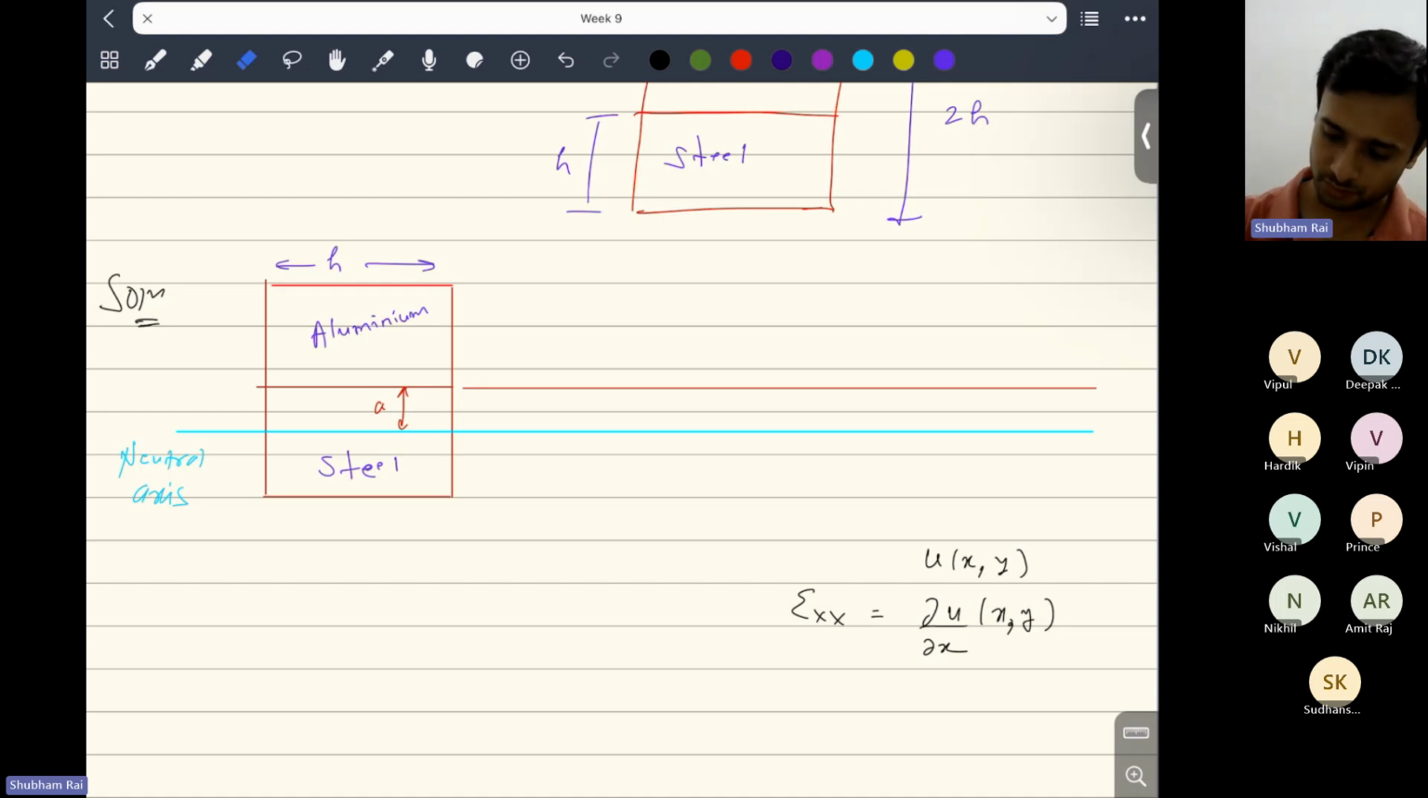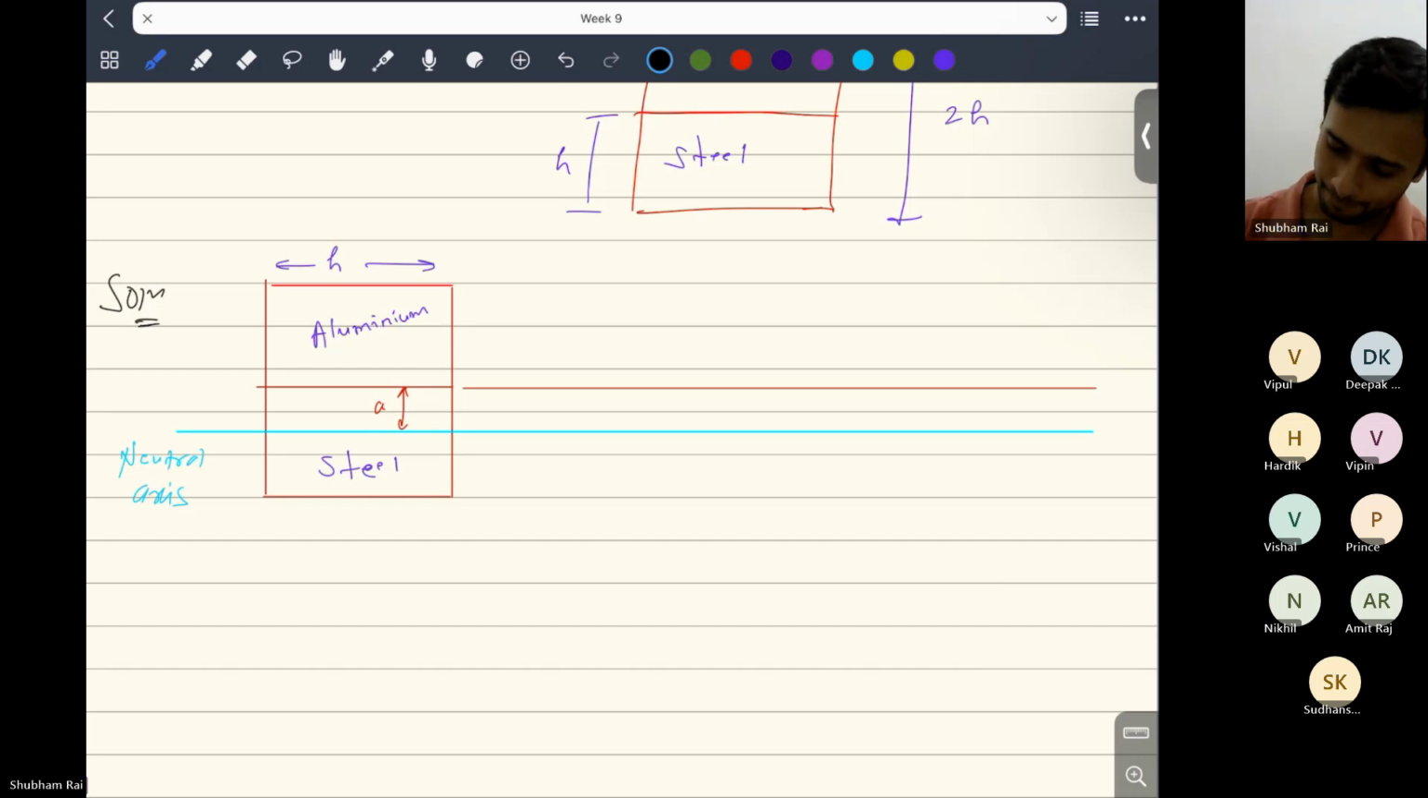Anyway, if I write down the expression for longitudinal strain, that was minus Y by R for the beam, and it will remain the same. Only thing is that at the neutral axis the strain will be zero. So let's say it will start from here and go like this, and it is continuous. You can see that it is continuous because the material is perfectly bonded.